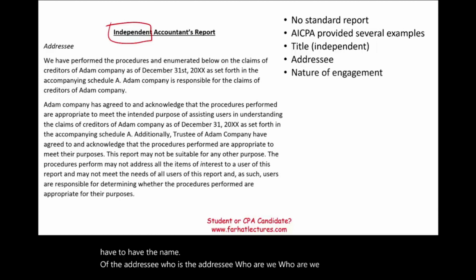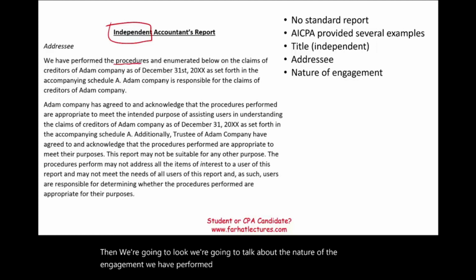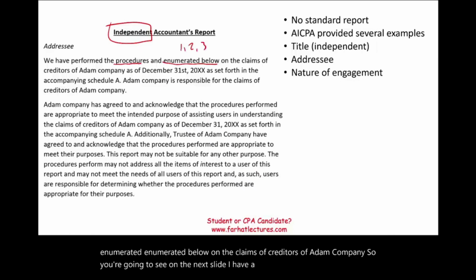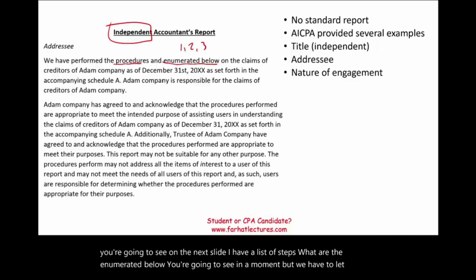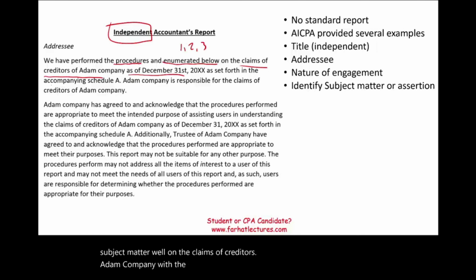Then we're going to talk about the nature of the engagement. We have performed the agreed upon procedures enumerated below on the claims of creditors of Adam Company. You're going to see on the next slide I have a list of steps. What are the enumerated below? You're going to see it in a moment. But we have to let you know the nature of the procedure. It's agreed upon procedures. Identify the subject matter: the claims of creditors of Adam Company with the date set forth in the accompanying Schedule A. So this is the subject matter for our agreed upon procedures.